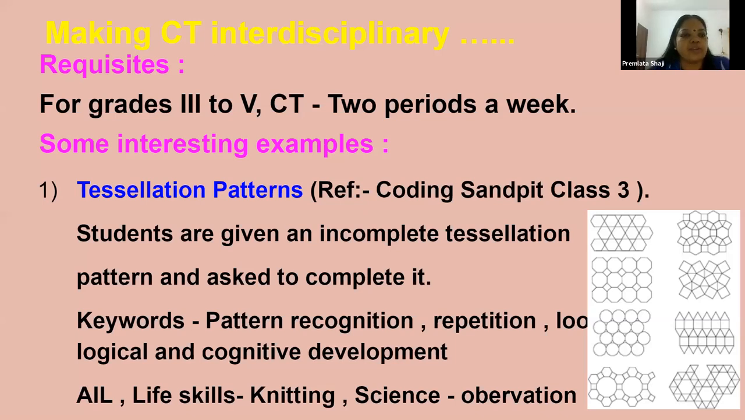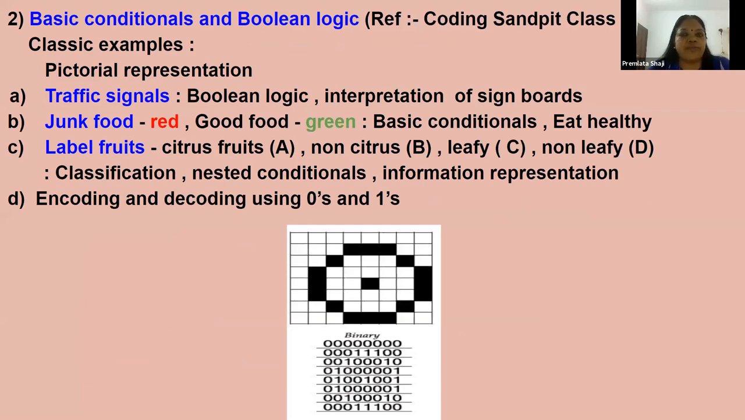Then about basic conditionals and Boolean logic. This is again something which I've extracted from the Coding Sandpit of class 5, where through pictures, for example, a traffic signal is shown. And what is it that the child deciphers from that? In the background, he's learning about Boolean logic. The green light is flashed, the red light is flashed, the implications of it. So Boolean logic is happening there. Interpretation of signboards, then pictorial references, junk food: represent the good food with green and the junk food with red. So these are again pictorial representations where the child is expressing information, labeling fruits. And down there you can see how they are getting used to doing small activities of encoding and decoding using zeros and ones.